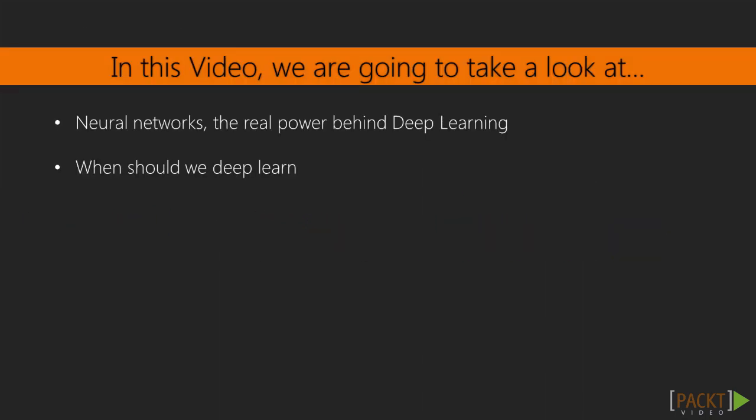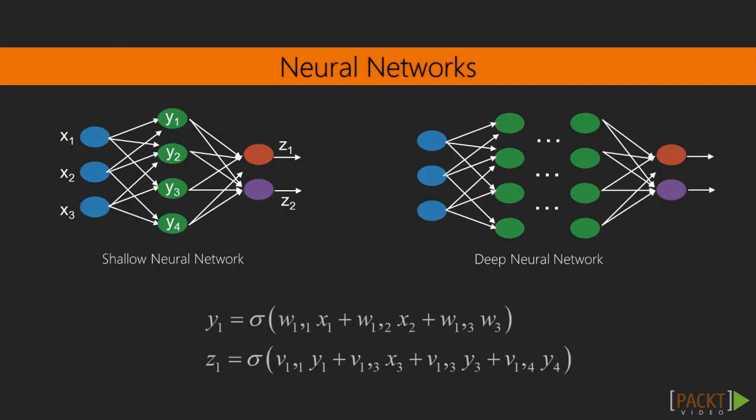In this video, we will look at neural networks, the real power behind deep learning. Also, when should we turn to deep learning? To talk about deep learning is to talk about neural networks, which are functions that transform inputs X into outputs Z, and they don't do so in just one or two steps, in which case we would call them shallow neural networks. Instead, they transform the data sequentially using several intermediate operations, which are also called layers.